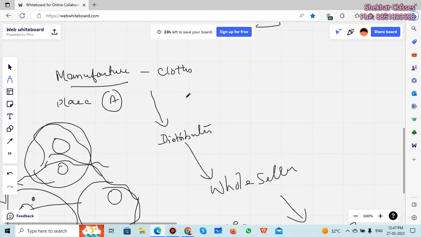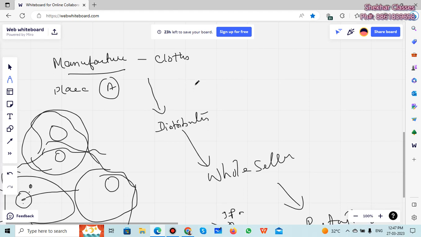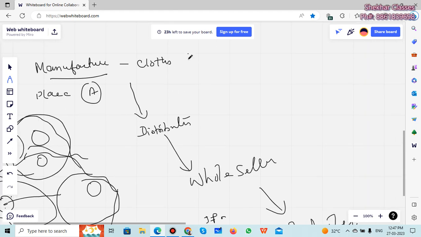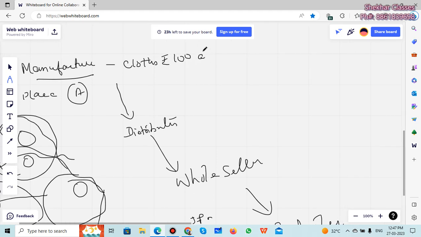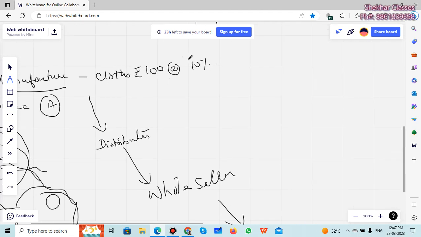Since the manufacturer has added some value to the cloth, he should pay a certain amount of tax. For example, he makes it for 100 rupees. Say the rate of tax is 10%. So he will pay 10% tax to the government, right? He has created 100 rupees worth of value, so he will pay tax. How much has he paid on 100 rupees? 10 rupees he has paid to the government as a tax, as a GST.